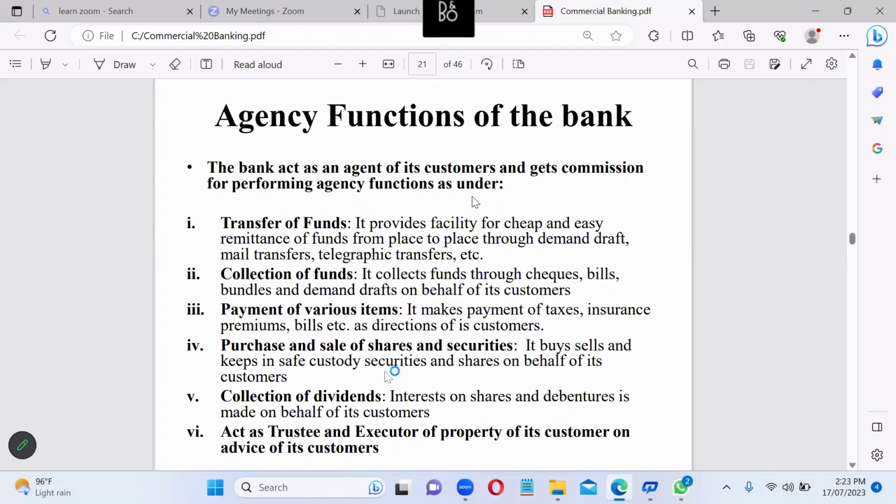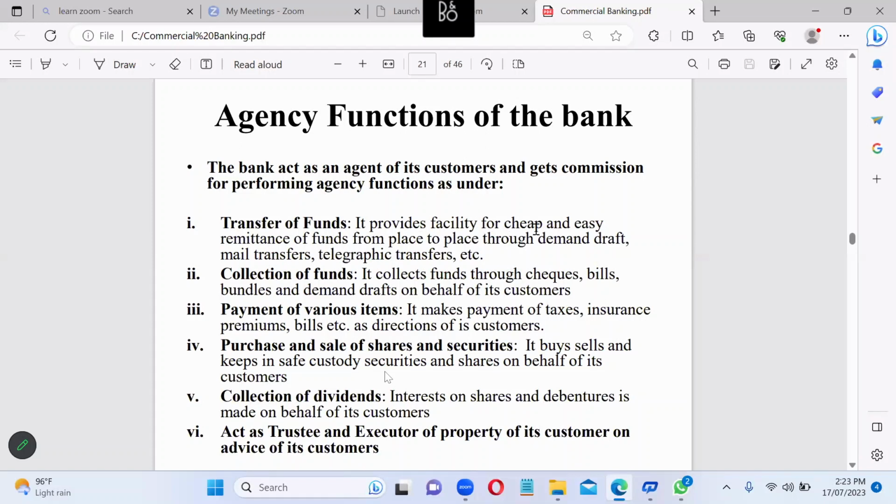We can take brokers as an example. The brokers get income from the two parties. From party A they get income, and from party B they also get income, because they are doing the agency function. Likewise, the bank is performing it. So here, the first one is transfer of funds. I already told you about this transfer of funds in the functions of a commercial bank. For the transfer of funds, the bank functions as an agency.